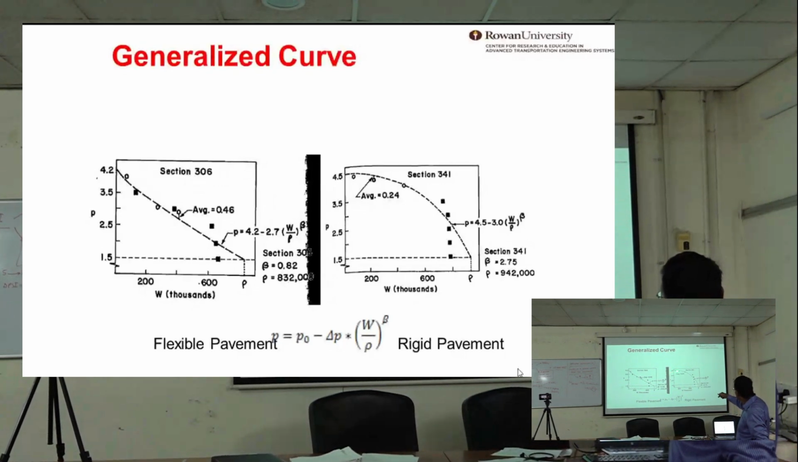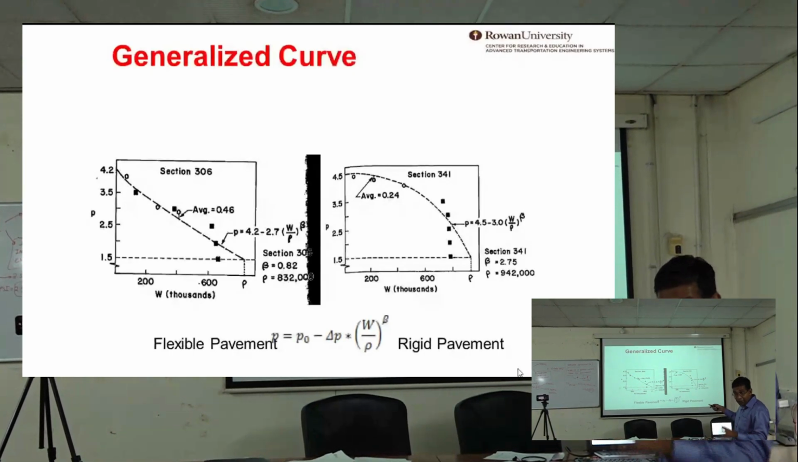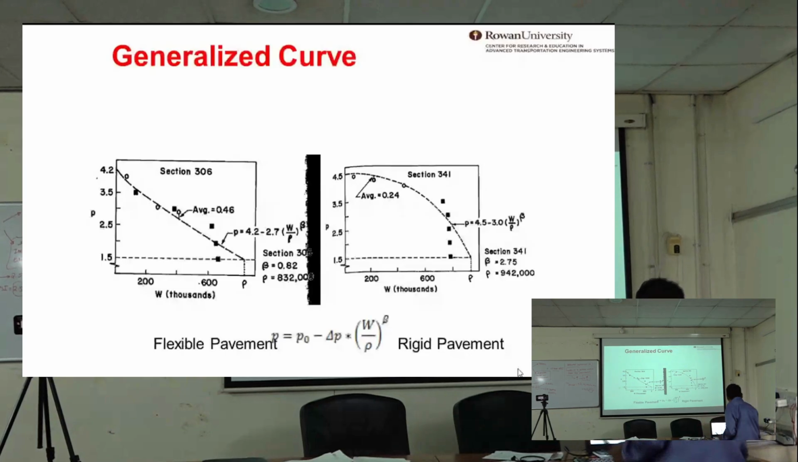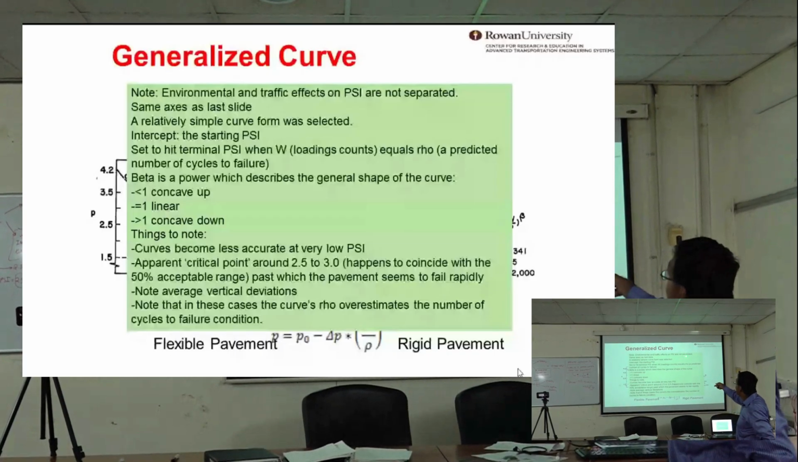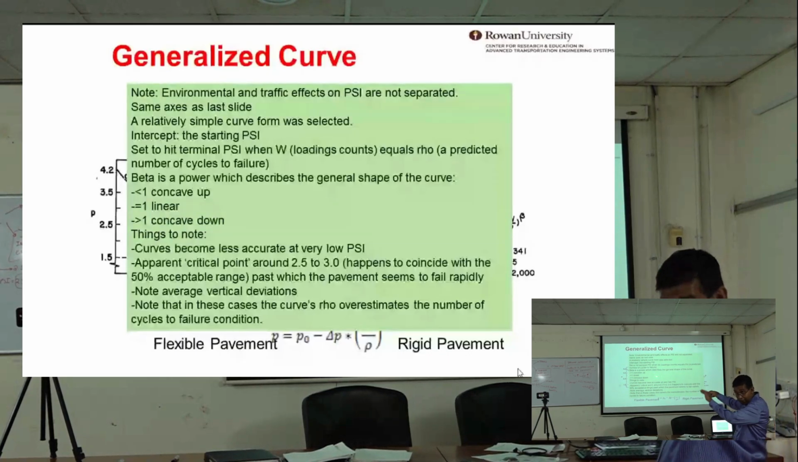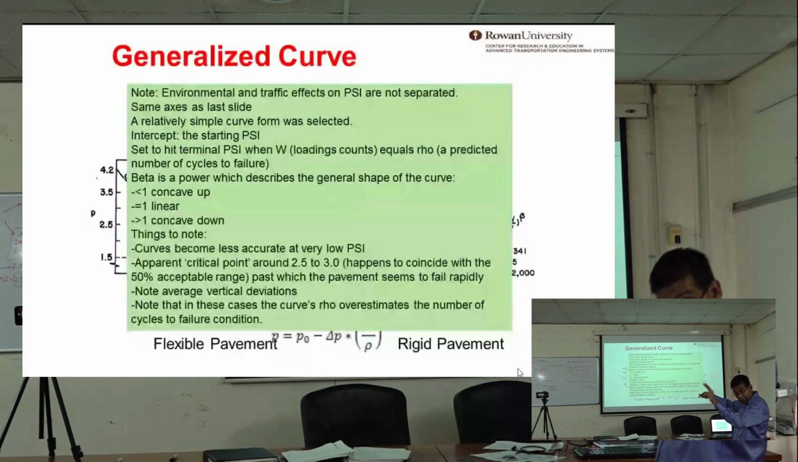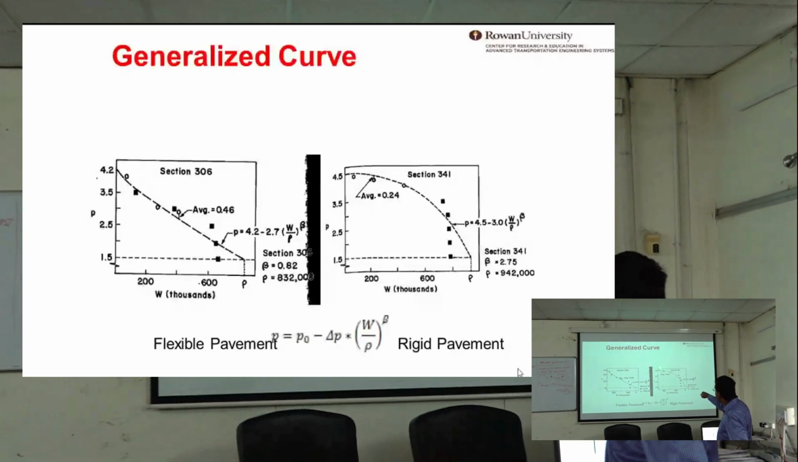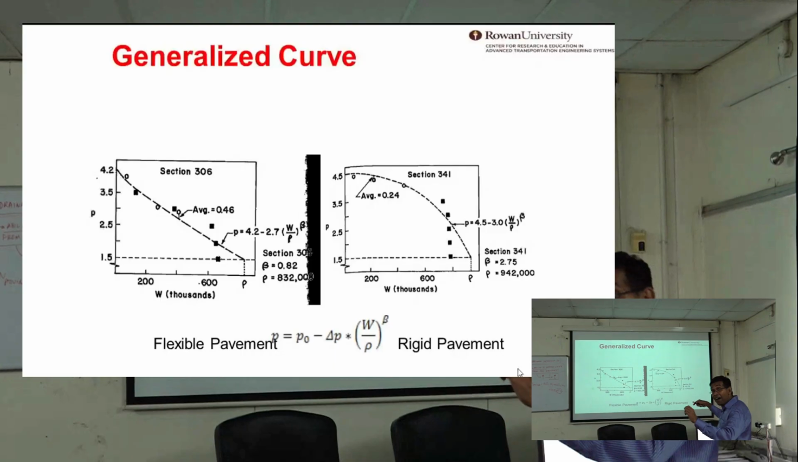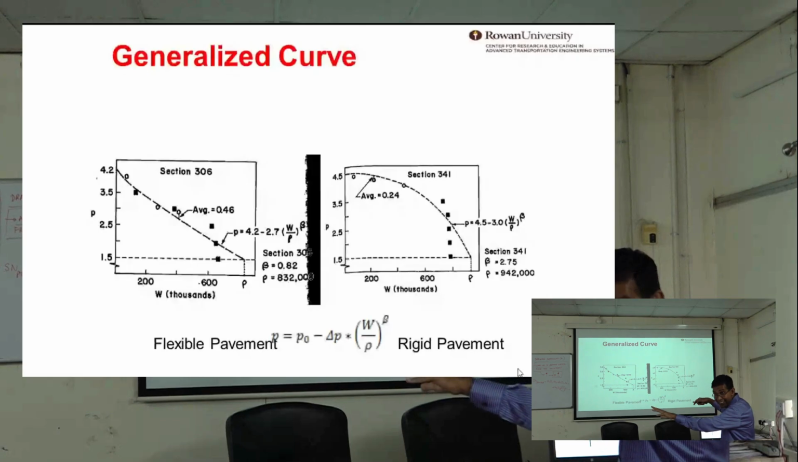Then for rigid pavement, it went like this. So you have 4.5 minus 3 W over rho raised to beta. That's your first piece of the puzzle. Next slide. Then environmental and traffic side were not separated, right? Beta is a power which expresses the general shape of the curve. 1 is linear, less than 1 is concave up, greater than 1 is concave down. So that is going back to this, concave down, concave up. So each of those factors became part of the nomograph that people have been using for the next 50, 60 years. Does that make sense?